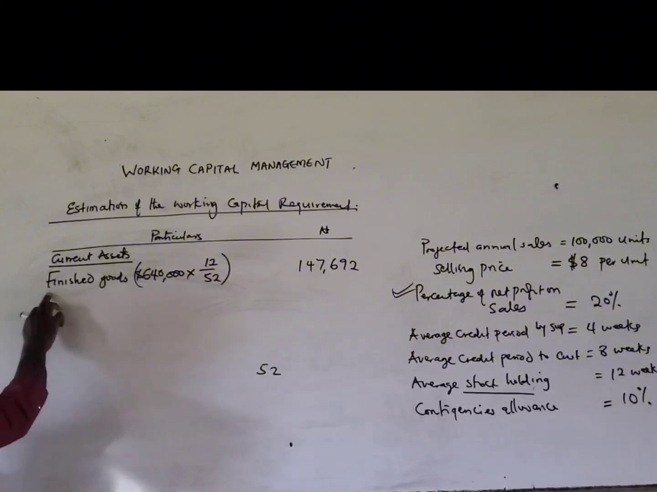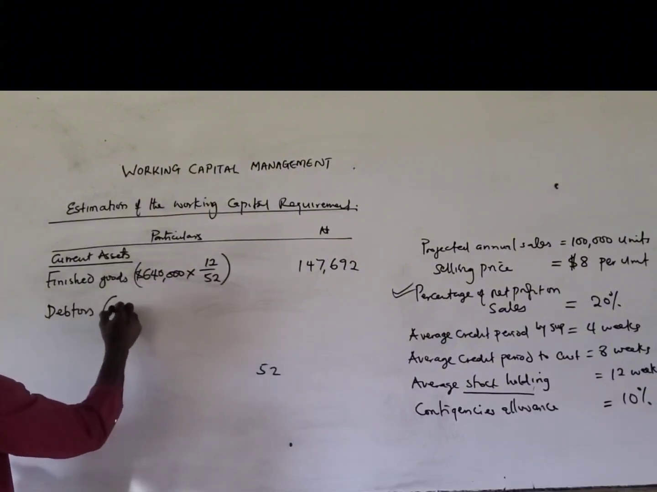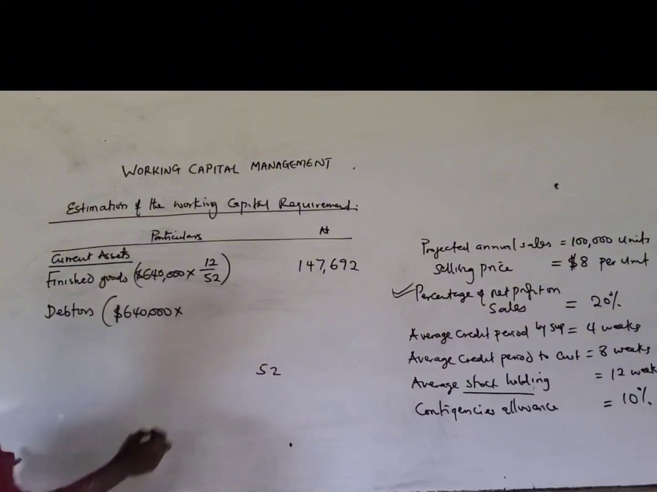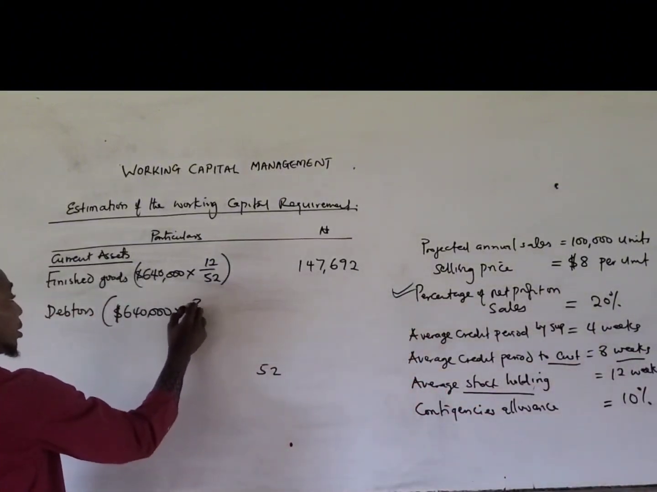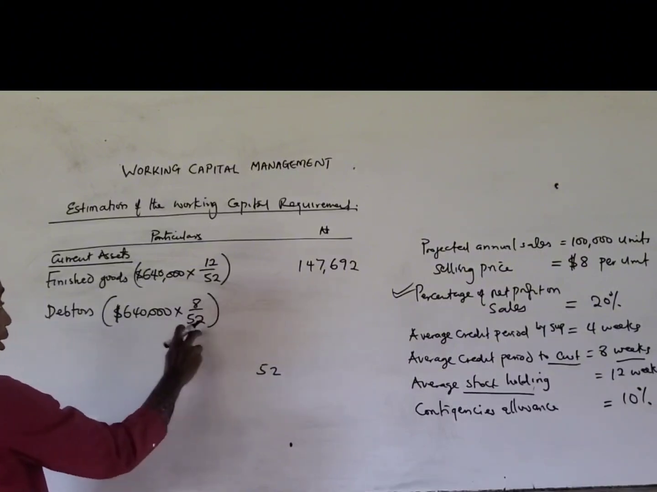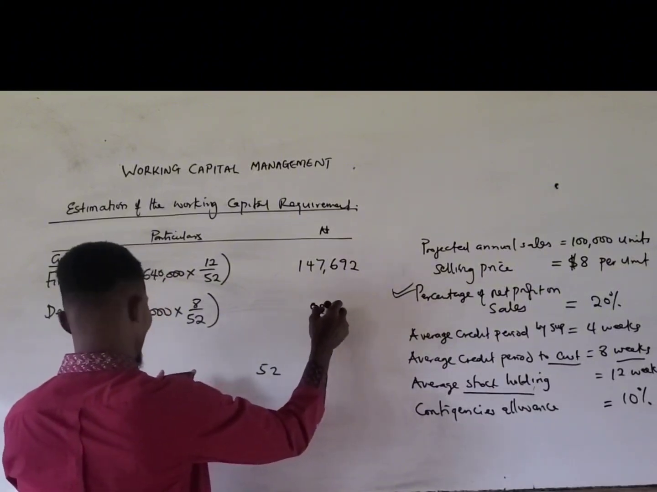Then, after finished goods, the next thing is debtors, which is another form of current assets. 640,000 times 8 weeks, since debtors, which is customers, are allowed a period of 8 weeks for repayment of their debt. 52 weeks makes up a year. So 640,000 times 8 divided by 52. So that's 98,462.